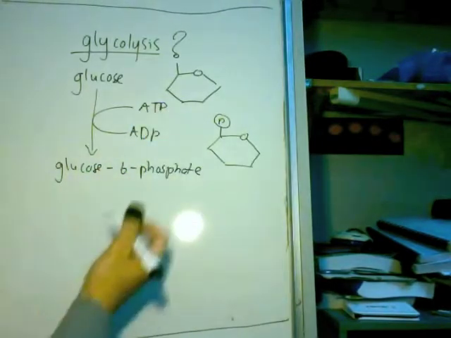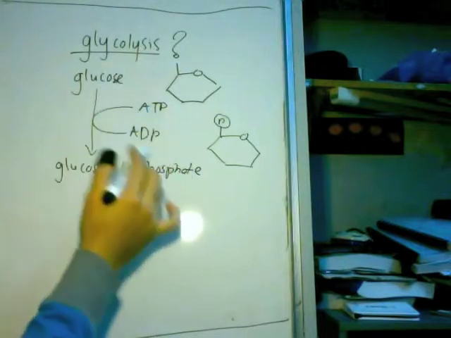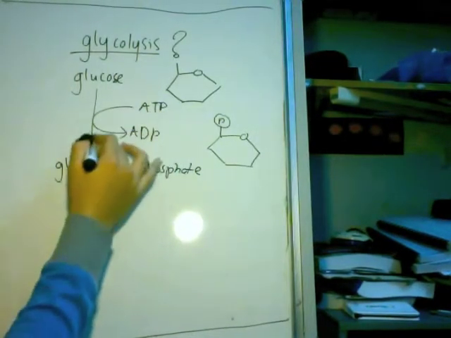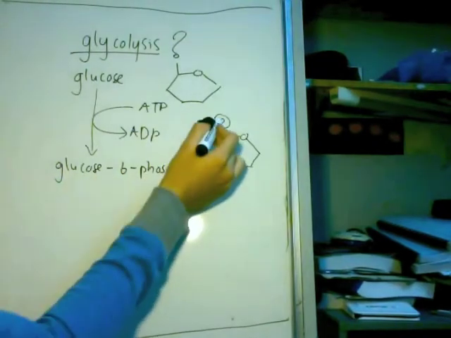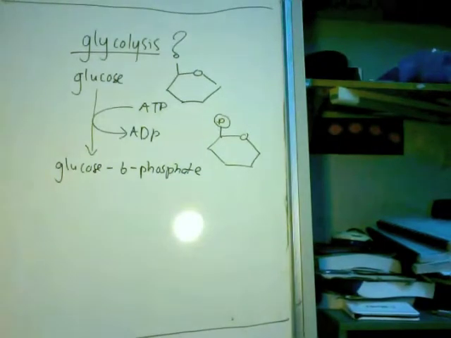You see, what happens is adenosine triphosphate, which has 3 phosphates, gives one of its phosphates to glucose and turns into adenosine diphosphate. But the glucose is still intact.